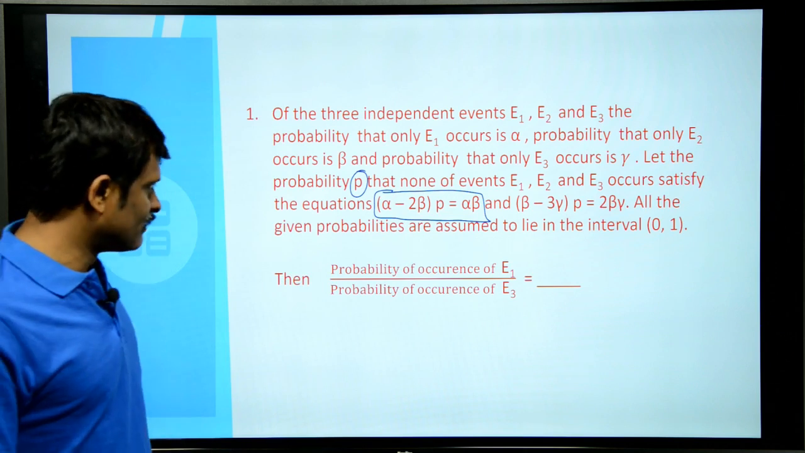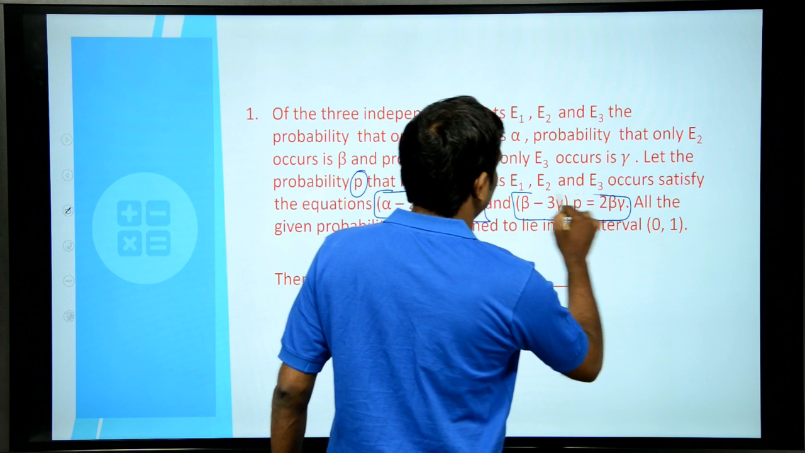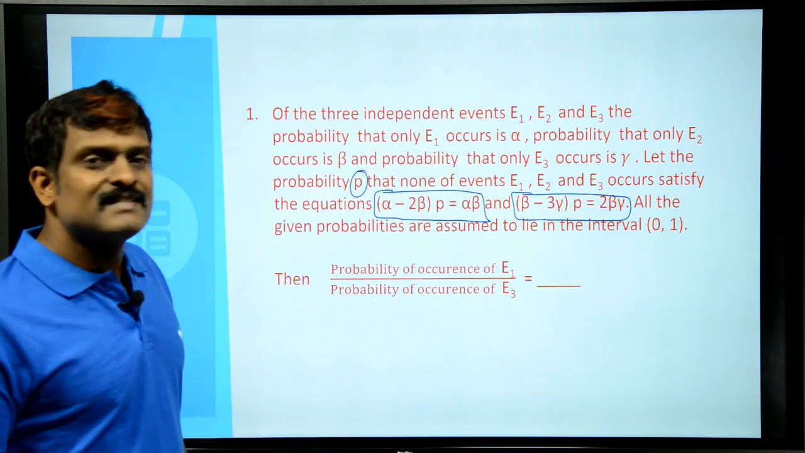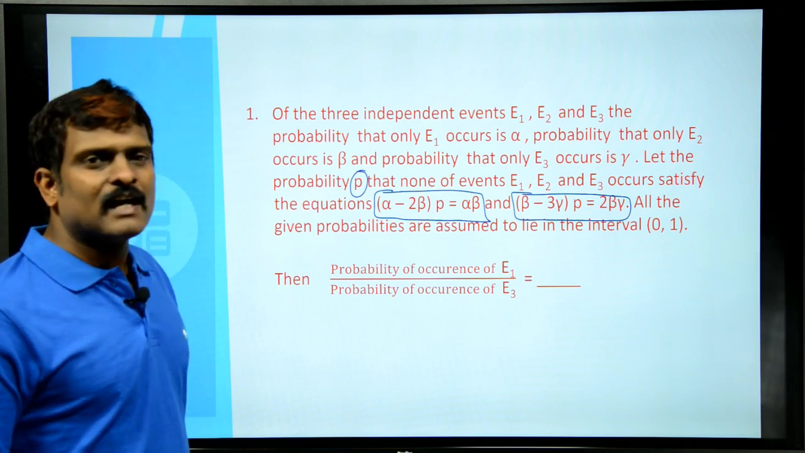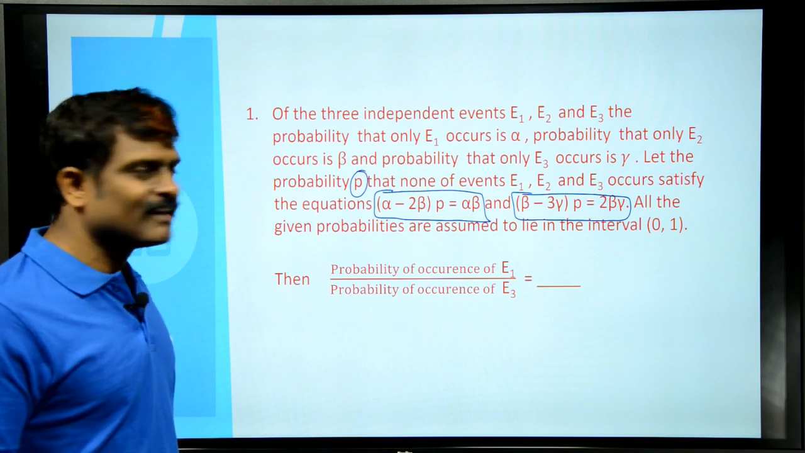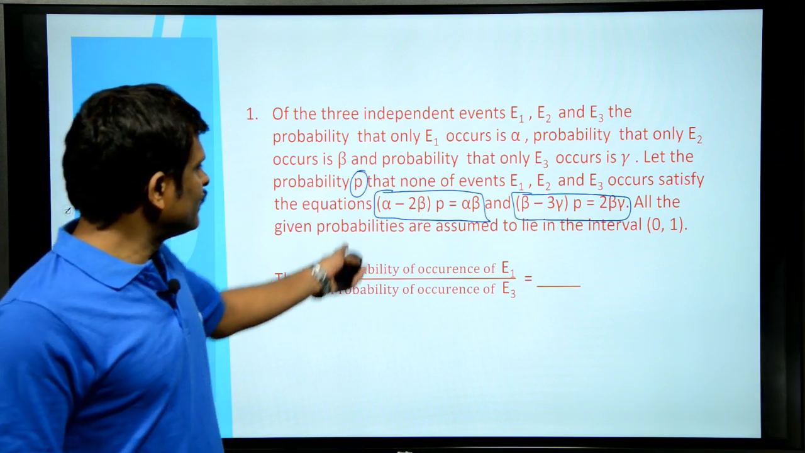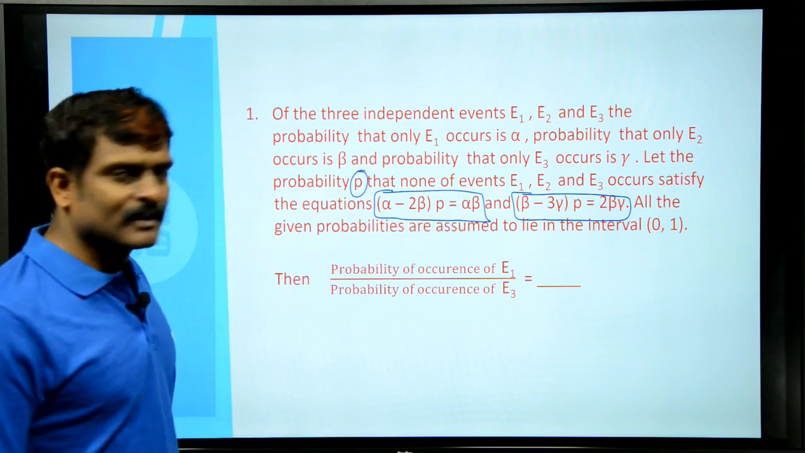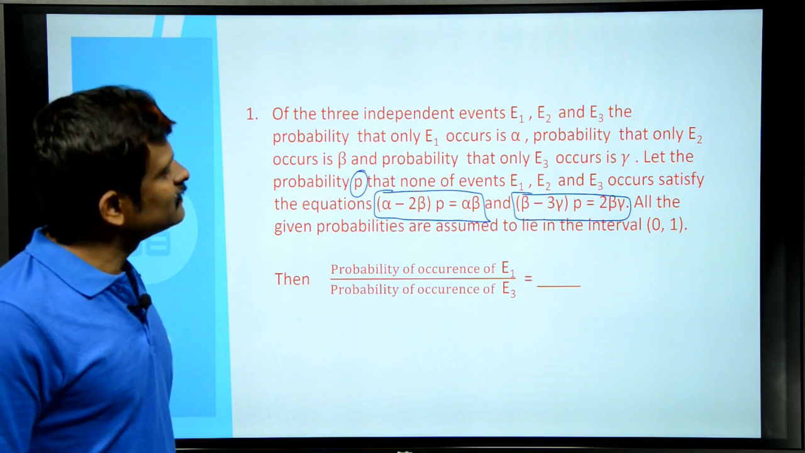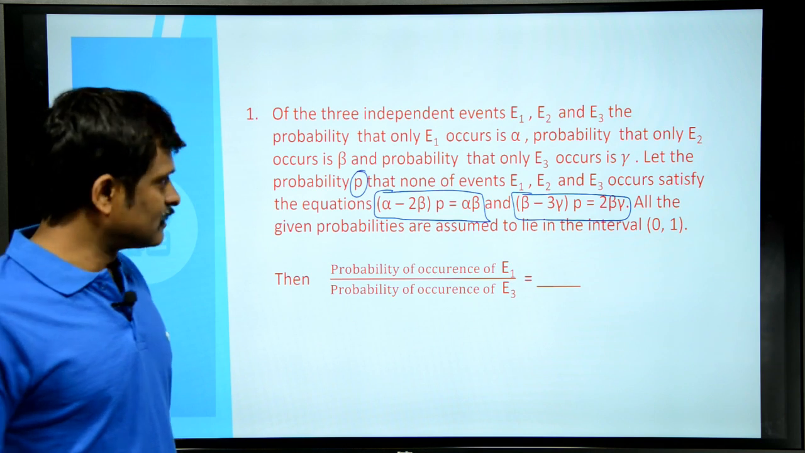The other one is beta minus 3 gamma, times P, is equal to 2 beta gamma. So he gave us two equations: alpha minus 2 beta times P is equal to alpha beta, and beta minus 3 gamma times P is equal to 2 beta gamma. These are the two equations that they are satisfying.